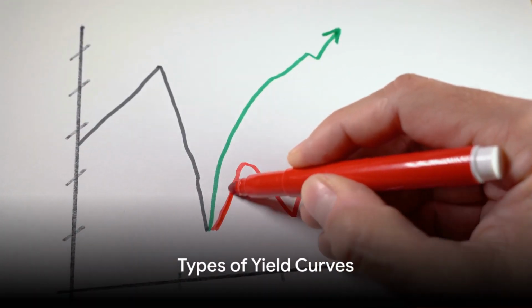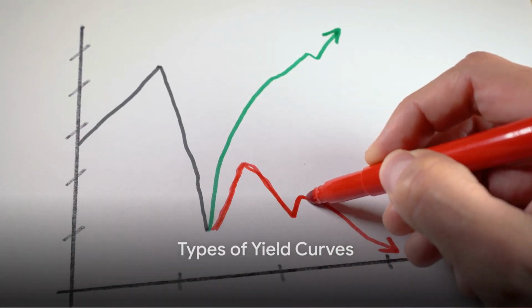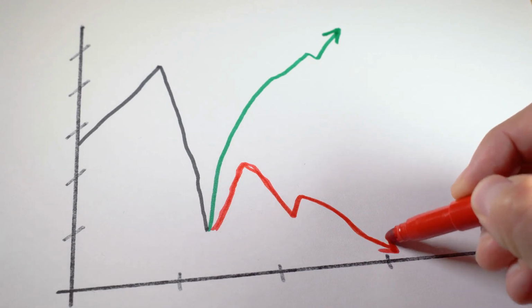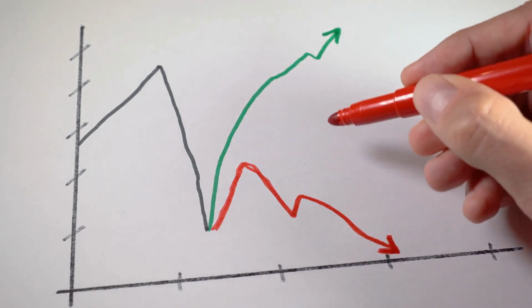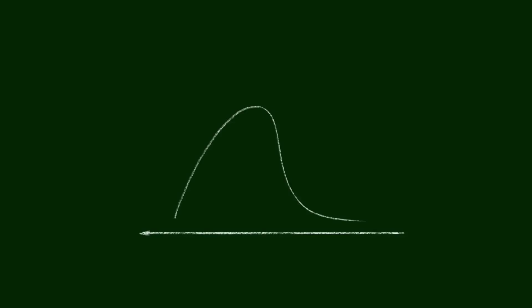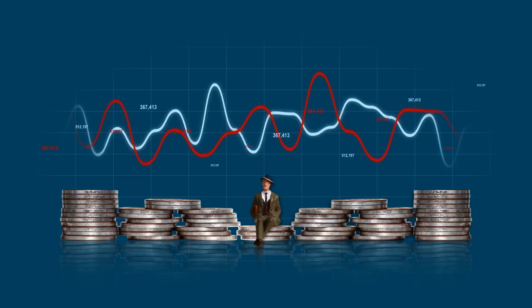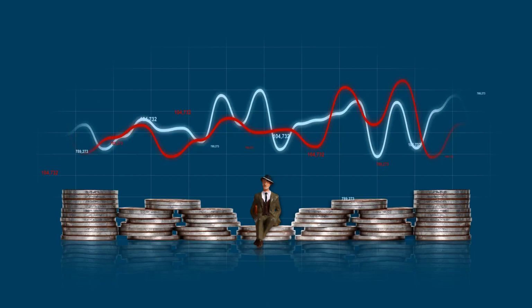Now, it's not just about plotting points and forming a curve. The shape of this curve is what matters. Let's delve into the different types of yield curves. First off, we have the positive sloping yield curve. Picture this as a hill sloping upwards. Here, short-term bonds yield lower interest rates than long-term bonds, suggesting that investors are rewarded more for locking their money in for longer periods.